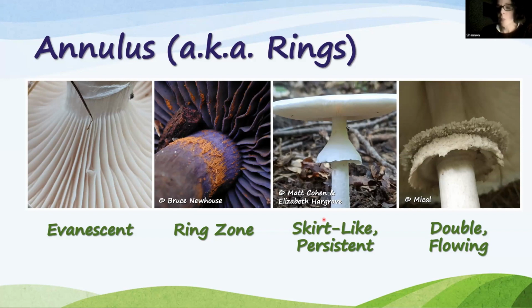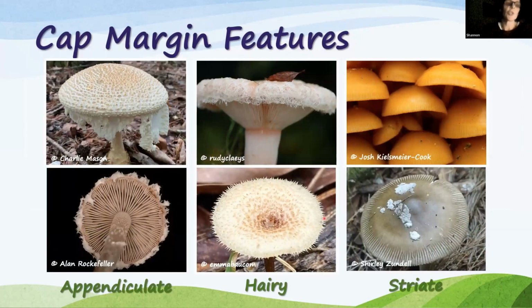There are instances where the partial veil doesn't actually adhere to the stipe, but sometimes it remains attached to the margin of the cap. And when this happens, we refer to this type of margin as being appendiculate. Just like there's a variety of types of hairiness of cap surfaces, there's also a multitude of different types of hairy margins, just a few that I've depicted here.